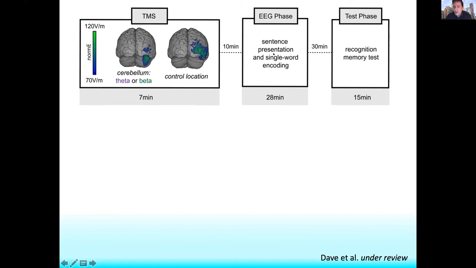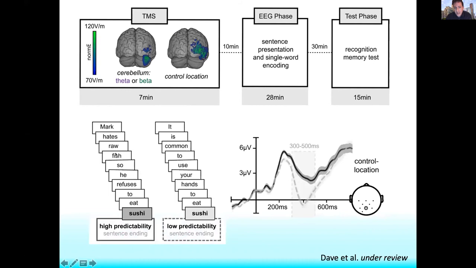And so for the N400 task, they simply read a sentence that has either a predictable ending or a sentence ending that's logical but not particularly predictable. So, "Mark hates raw fish, so he refuses to eat sushi." It's highly predictable. Versus, "It's common to use your hands to eat sushi." It's not very predictable because it could be hamburger, hot dog, or anything else. And you can look at the ERP response. The N400 ERP differentiates high versus low predictability sentences, and it is a very common marker of this linguistic prediction ability.